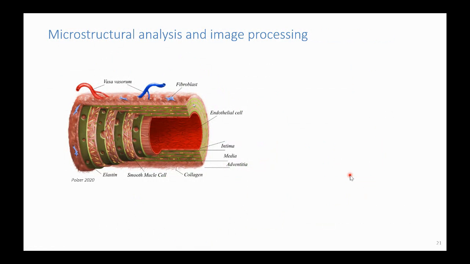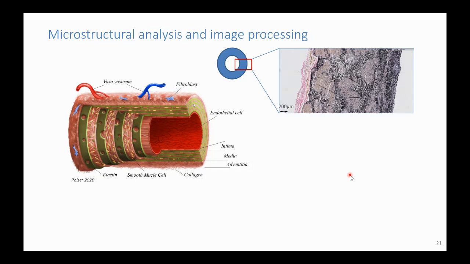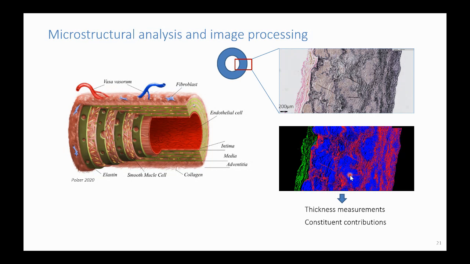So the first in vitro analysis that we did was microstructural. So obviously inside a blood vessel, we have different layers. We have the endothelial layer, the medial layer, and the adventitial layer with all kinds of cells inside, and the elastin lamellae, etc. So through histology, we did stainings to be able to observe all the constituent contributions, to also quantify them. And we also measured all the thicknesses of the layers and just the thickness in general of the wall.